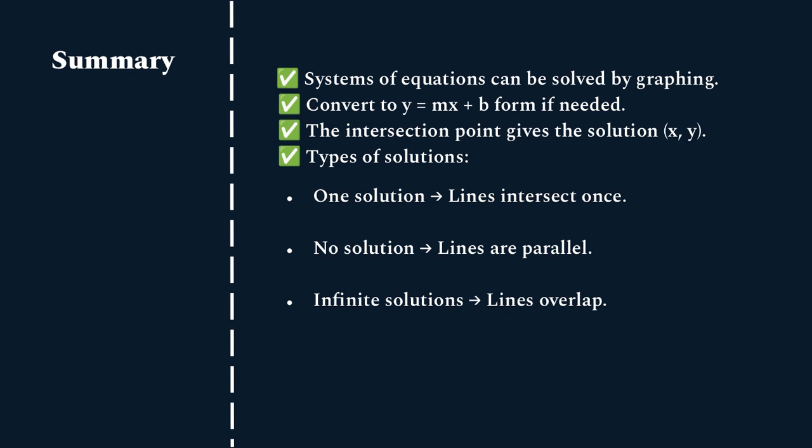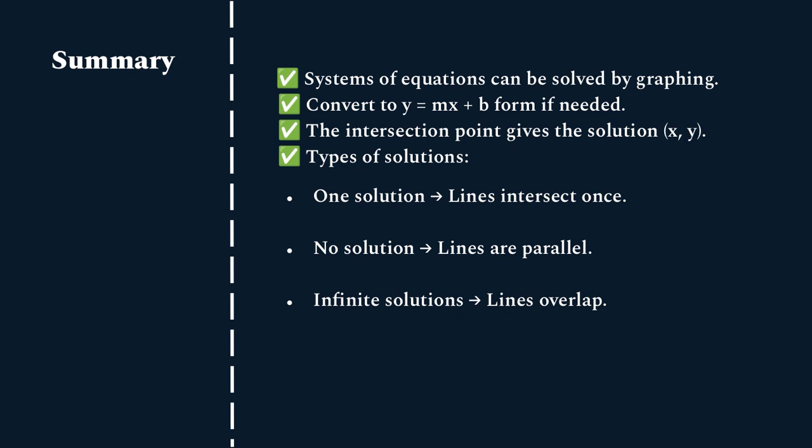All right, let's summarize what we learned. We can solve a system of equations by graphing. Sometimes the equations are written in a standard form, and we found the x-intercept and y-intercept to graph, and we also converted the equation into y-intercept form to graph. And the intersection point gives us the solution, which is the x and y values.